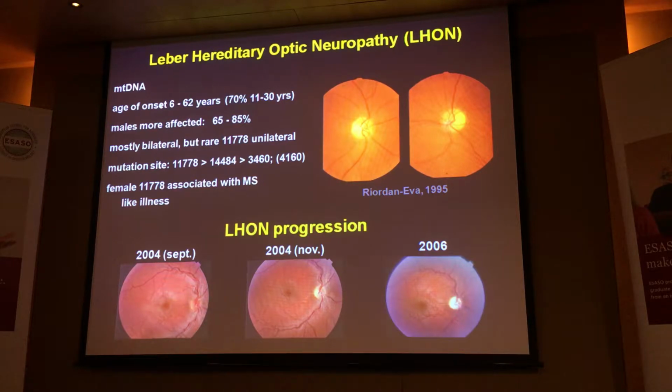Paul Ridley's very nice paper indicated age 6 to 62. Speaking to Nancy Newman, who's probably the world's leading Leber disease expert, she's seen patients from ages 1 to 82 at presentation with Leber hereditary optic neuropathy with mutation.